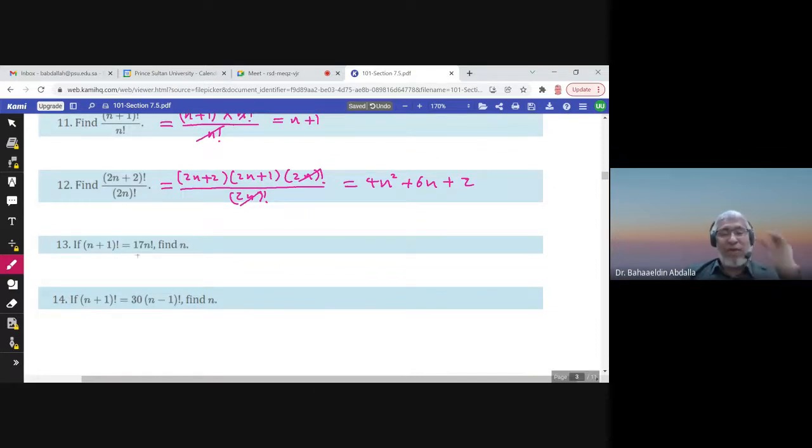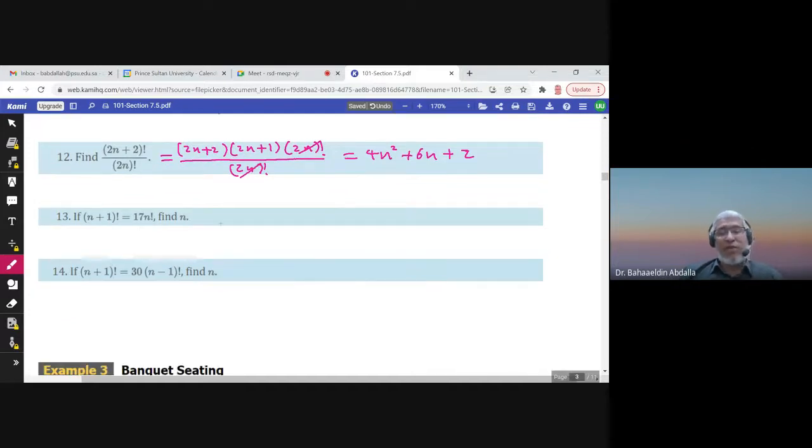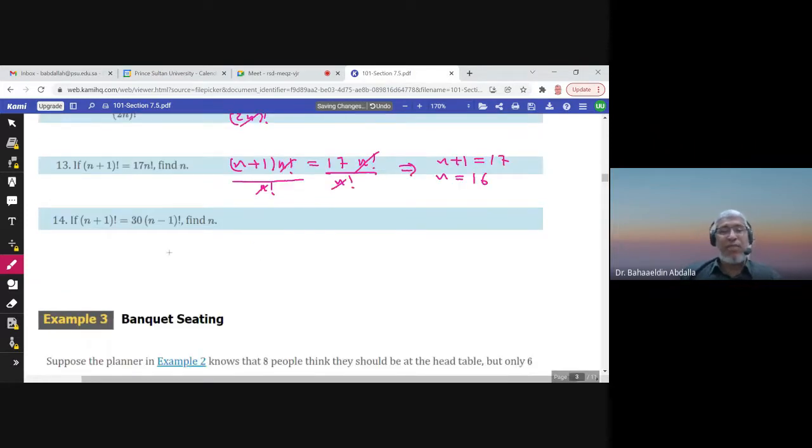Here, a kind of equation, find n, okay? What is n plus 1 factorial? It is n plus 1 times n factorial. And this is equal to 17 n factorial. Well, I can now divide both sides by n factorial. So n plus 1 would be 17, or n is 17 minus 1, which is 16.